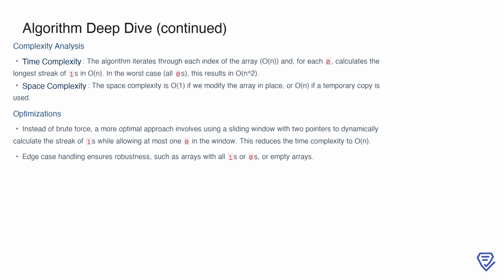To optimize, we can use a sliding window technique with 2 pointers to dynamically calculate the streak of ones while allowing at most 1 zero in the window. This reduces the time complexity to O(n), since we no longer need to simulate flips for each 0. Robust handling of edge cases, such as arrays with all ones, all zeros, or an empty array, ensures that the algorithm remains reliable under all input conditions.